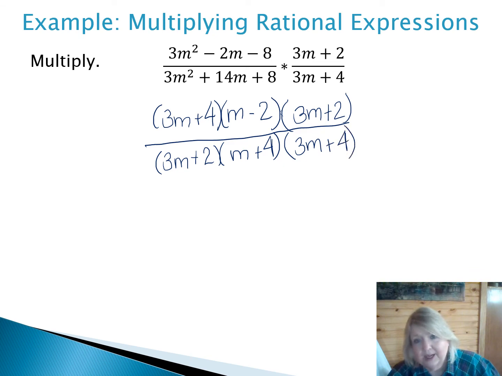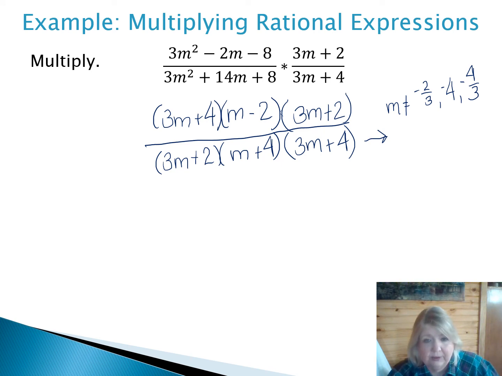Now again, at this stage of the ball game, when I've got everything factored, is where I want to come through and state my exclusions. If you solve each one of those parentheses for cannot equal 0, you end up with negative 2/3, negative 4, and negative 4/3. Okay, so these are my exclusions that are there from the beginning, and now I'm going to go through and see what all I can make go away.